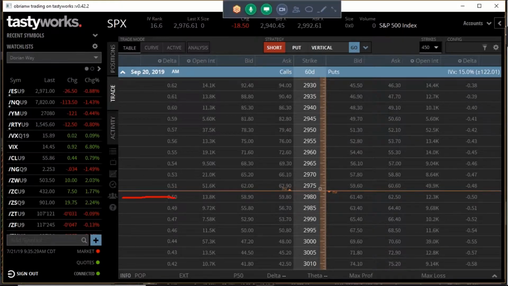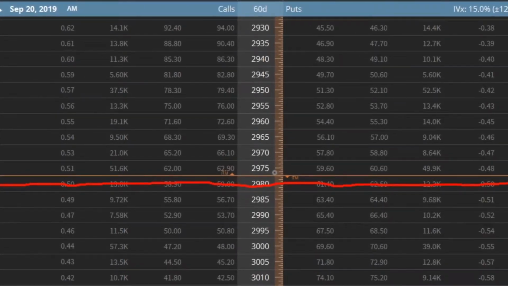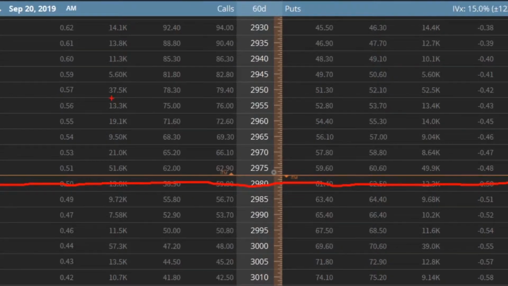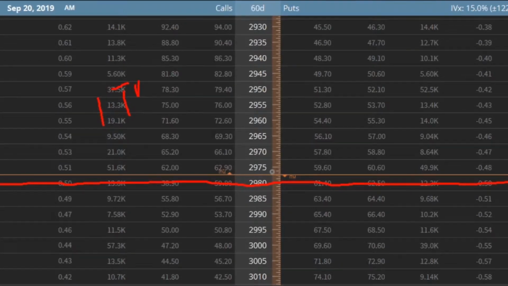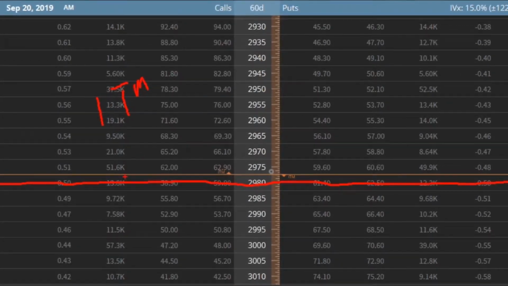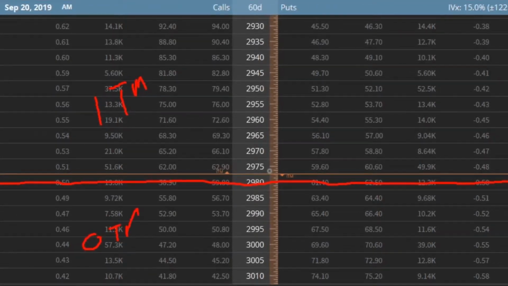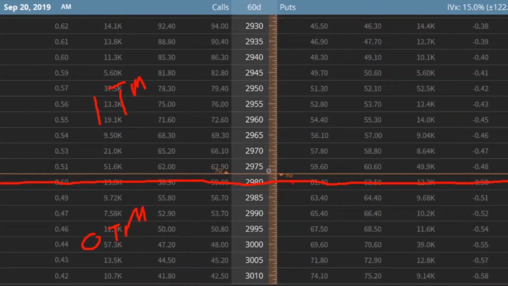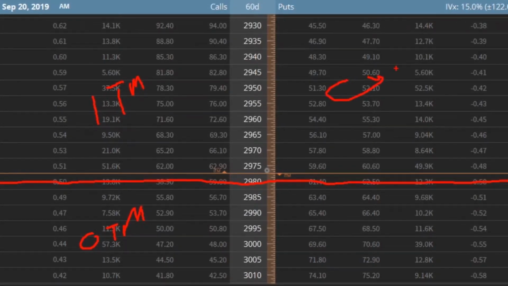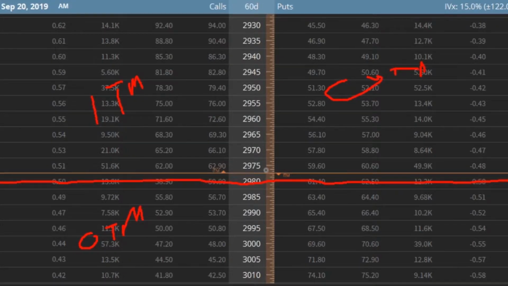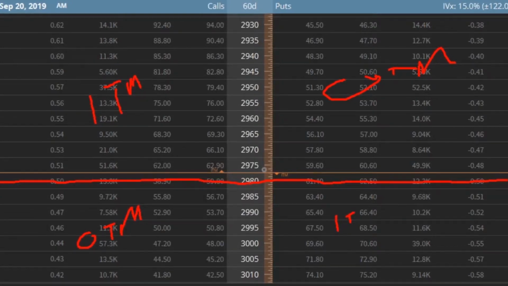All right, so let's move on to talk a little bit more about the option chain setup. When you are looking at the at the money line, which is this orange line again on the TastyWorks platform, below the at the money line on the call side is what is considered in the money, the ITM. And above the at the money line is considered out of the money, the OTM. And on the put side, which is the right side, below the at the money is considered out of the money, the OTM. So it's the opposite of the call side. And above it is the in the money.